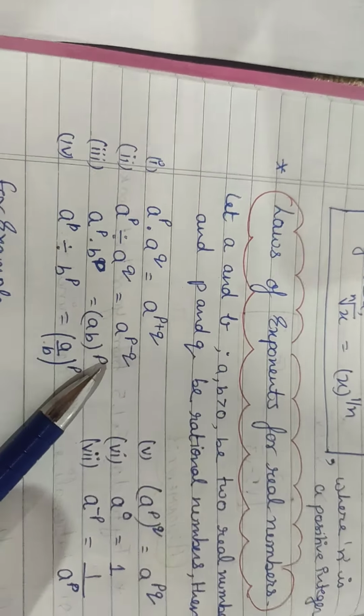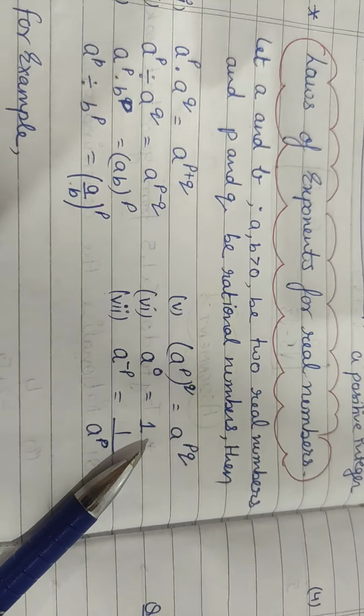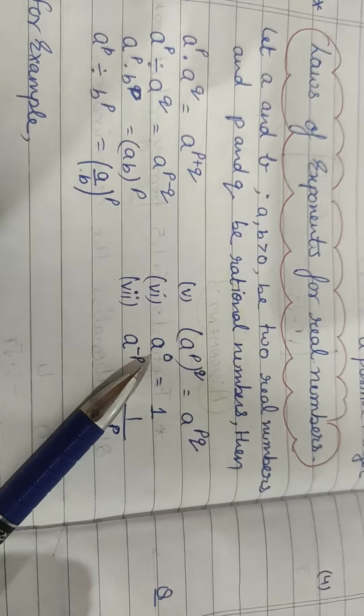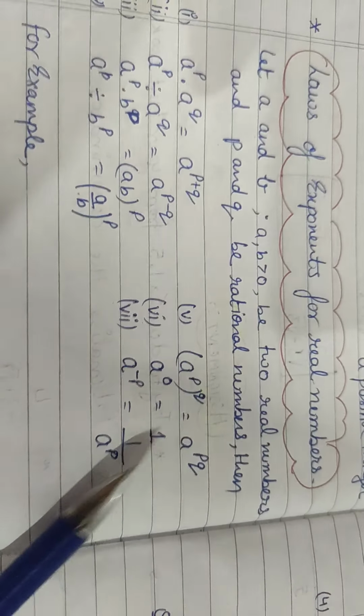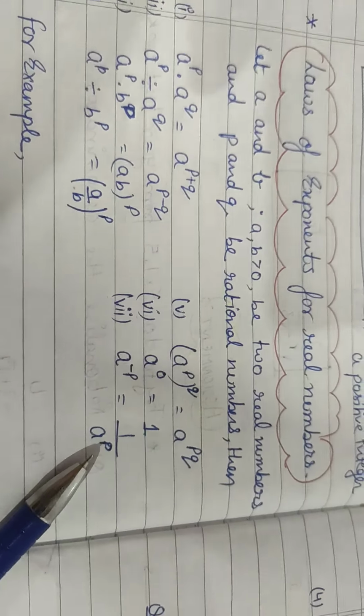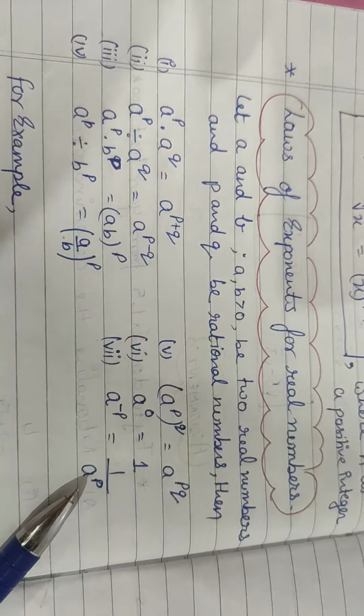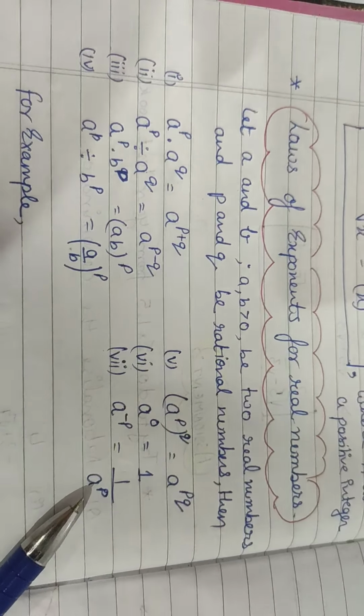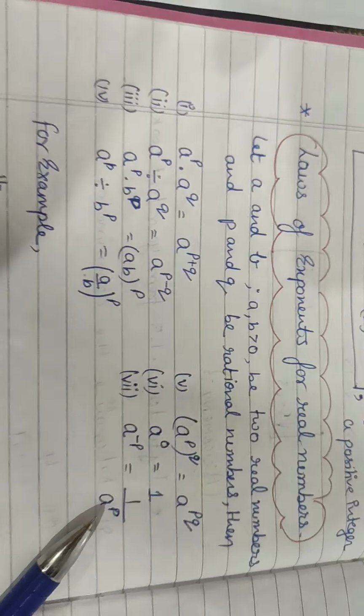And next, a raised to the power 0: if the power is 0, then it always gives us 1. Next, if the power is negative and we want to convert it into a positive power, then what we'll do? We'll take the reciprocal of the base. Now we have some examples based on these laws of exponents for real numbers. So let us see.